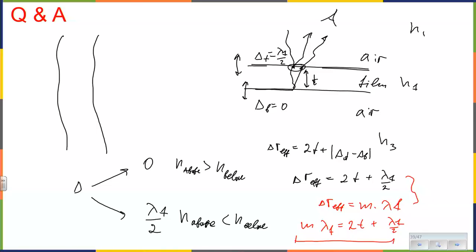And for this equation, we only have two options to choose from. We may be looking for the wavelength or for the thickness. That's it. Wavelength in the visible spectrum. So what do we know about the wavelength of light in the visible spectrum?